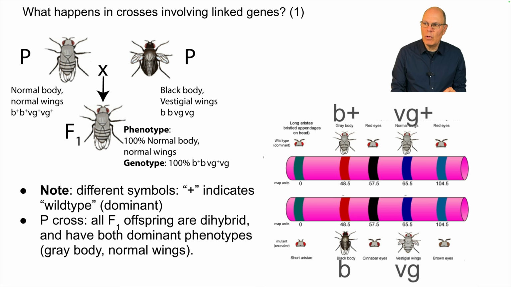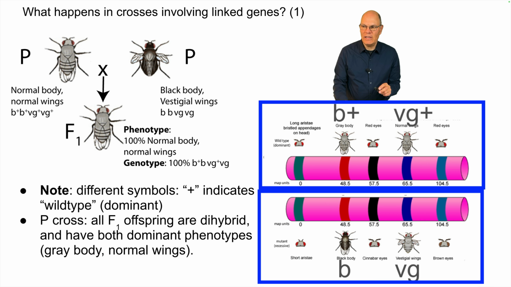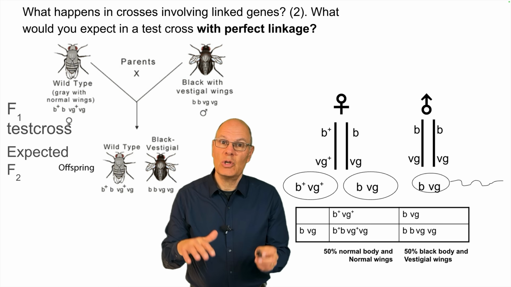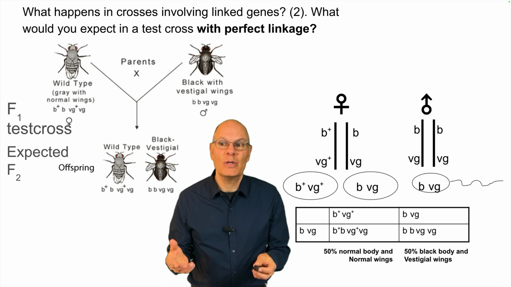Now over here, we're representing this chromosomally. B plus, VG plus, and B, VG. Notice that B plus and VG plus are on the same chromosome, and B and VG are on the same chromosome too. These genes are linked. What if they were perfectly linked and they never separated? What would you expect to happen?